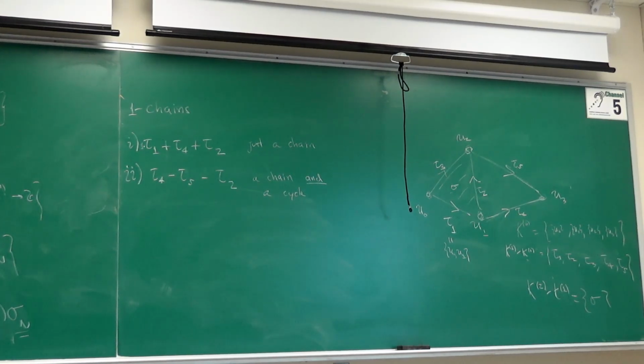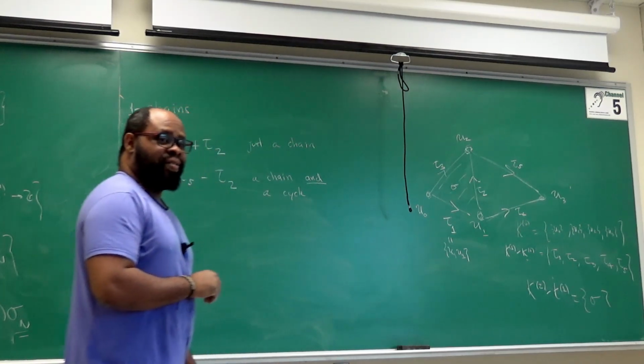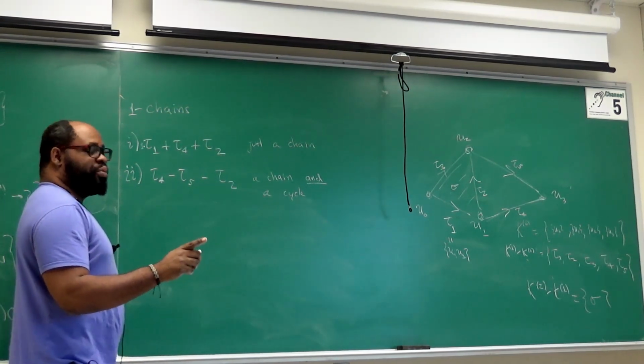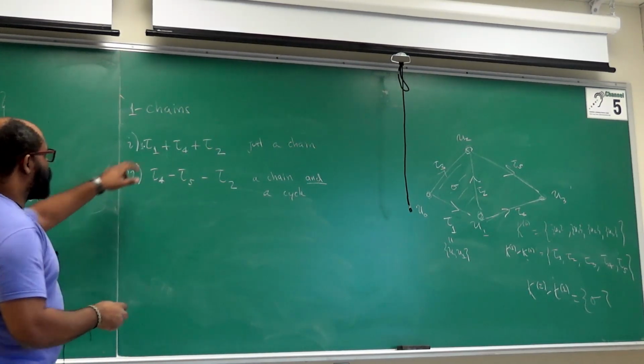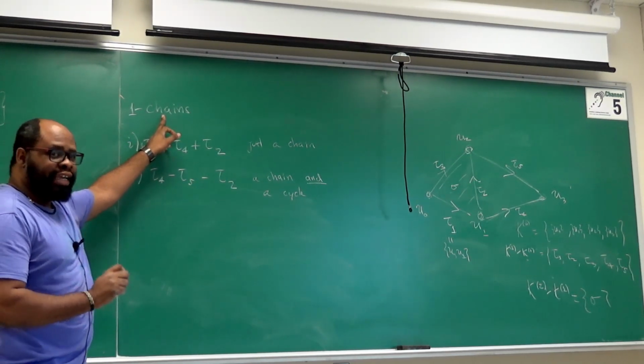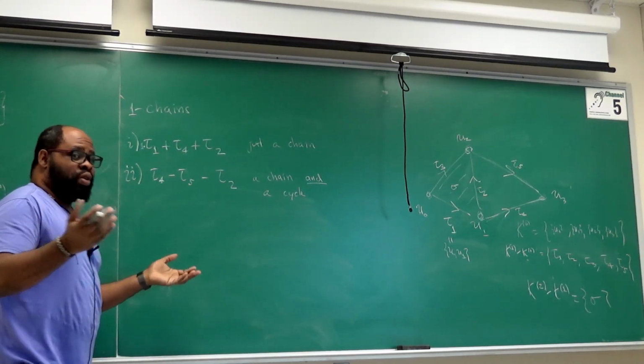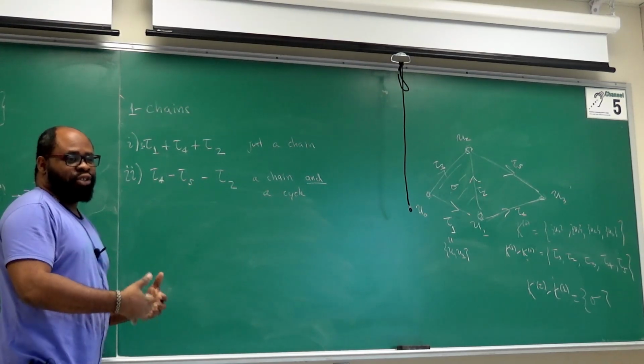Is that a chain because from tau 1 and tau 4, 2 is another? Correct. So that's also a very good point. I'm not using the word path. I'm using the word chain to just say that I have just values on each edge. Whether or not they form a path is another story.